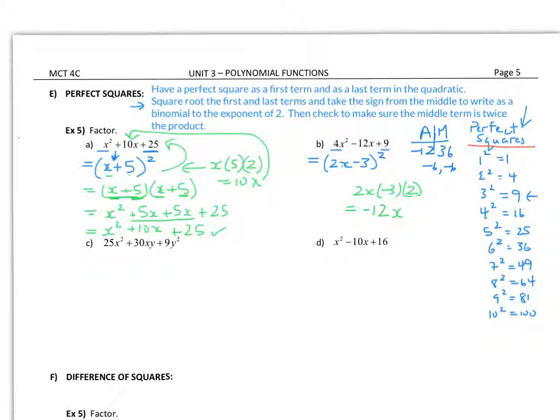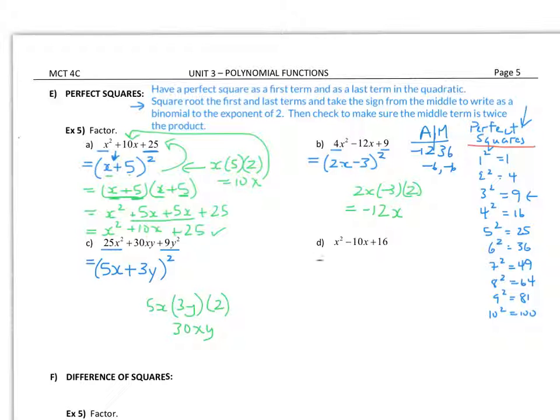All right, part C. The first term, perfect square. Last term, perfect square. I'm going to square root the first. I get 5x. If I square root positive 9y squared, I'm going to get 3y. And take the sign from the middle, which is a plus. And then I'm going to do my check. 5x times 3y doubled. That's 15xy, double that, that's 30xy. Yep, it does work, and I just need to remember to put my square there.